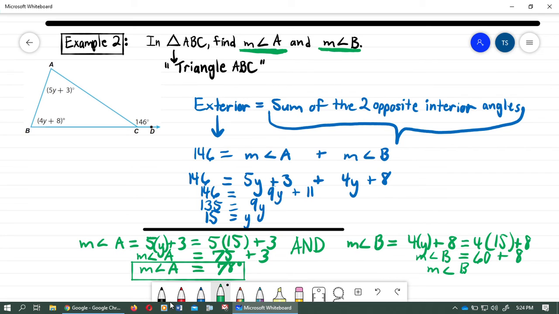And so now, folks, we have found those two measurements that we were asked to find. The measure of angle A is 78 degrees, and the measure of angle B is 68 degrees.